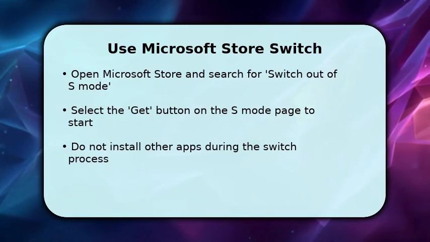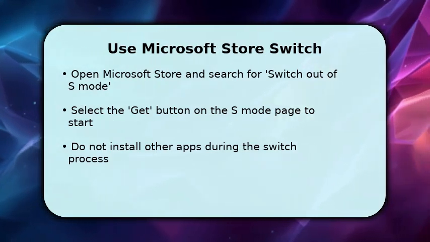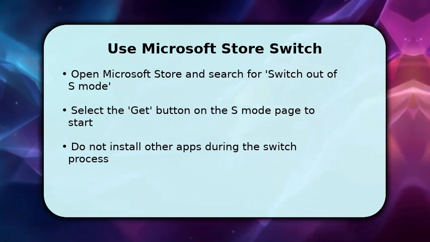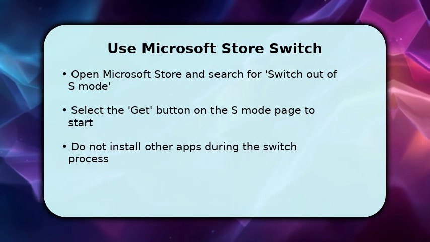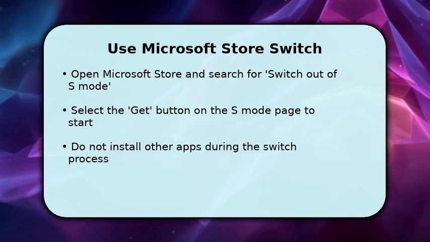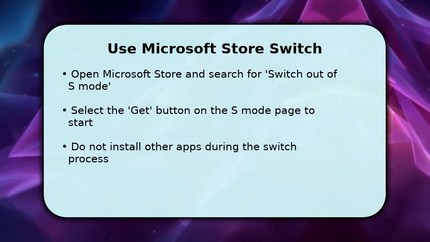You'll now perform the actual switch inside Microsoft Store. Once the store is open, search exactly for the phrasing that shows the S Mode switch page. It's not an app download but a one-click switch. Click the Get button or Install on that page. Windows will prompt confirmation. Accept it.